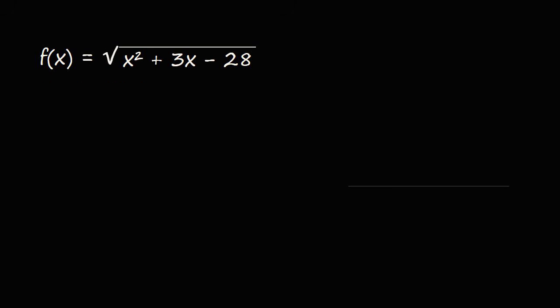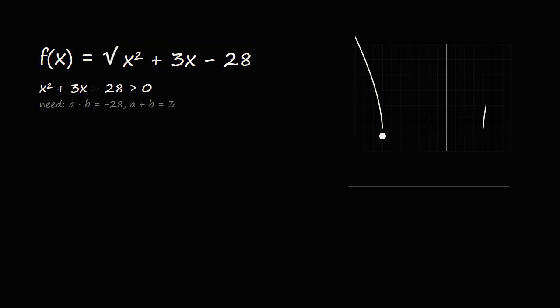This example needs factoring before we can even test it. The square root of x² + 3x - 28. Set the inside greater than or equal to 0, then factor x² + 3x - 28. We need two numbers multiplying to negative 28 and adding to positive 3, that's positive 7 and negative 4. So it factors into (x - 4)(x + 7) ≥ 0.